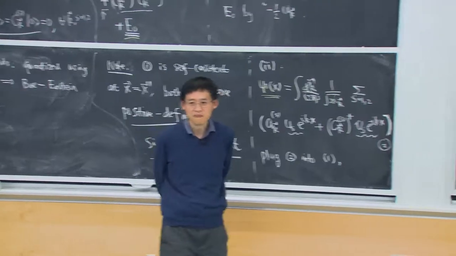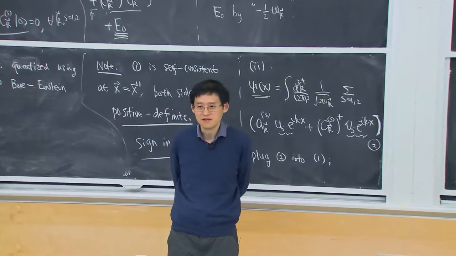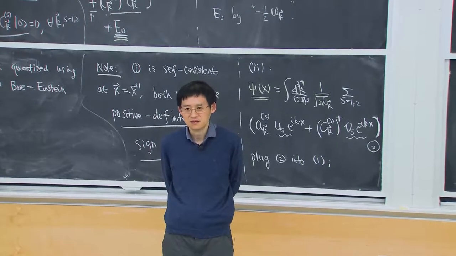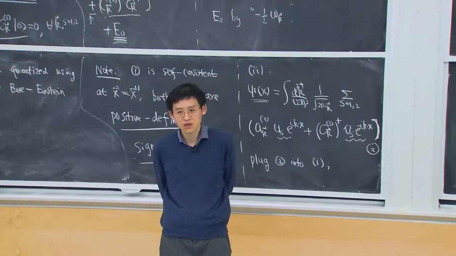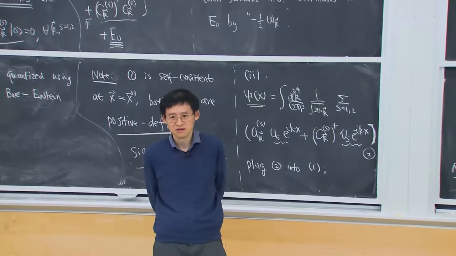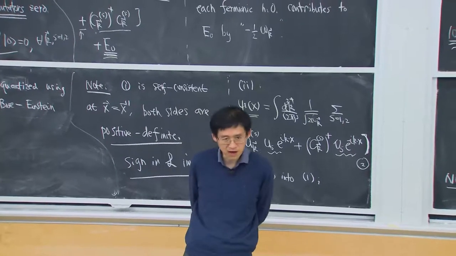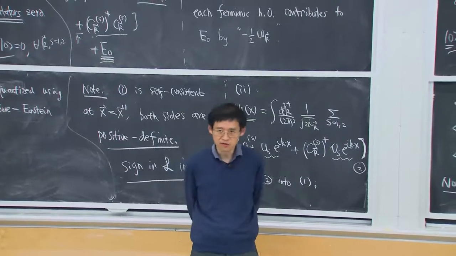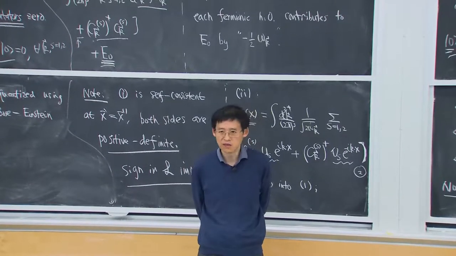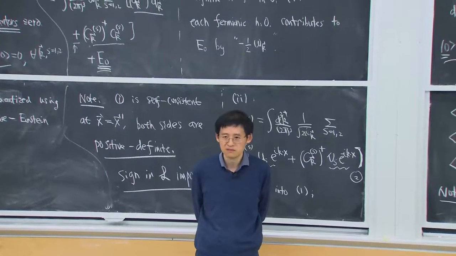Yes? Can you write down something analogous to the Dirac equation for spin 3/2 or 5/2? Yeah, you can write it down. I think people have written down equations for any spin. In principle, you can write it down for any of them.